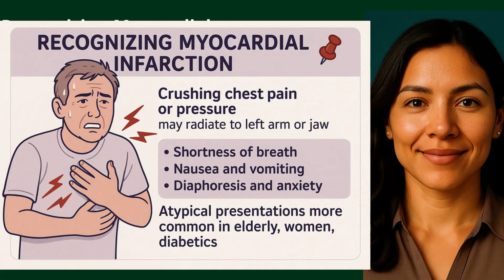When it comes to recognizing MI, classic symptoms include crushing chest pain or pressure that may radiate to the left arm or jaw. However, it's crucial to understand that not all patients present typically. Some experience shortness of breath, nausea, and vomiting. Diaphoresis and anxiety are also common symptoms. Remember, atypical presentations are more common in elderly patients, women, and those with diabetes.